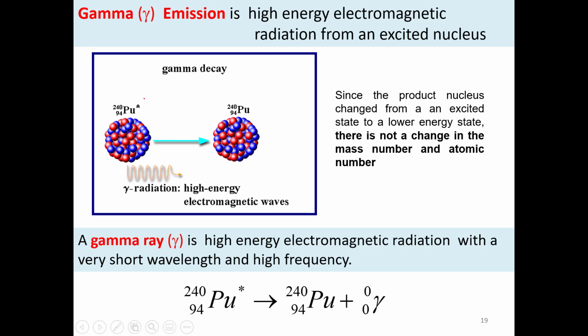Then how can we write the equation if gamma decay occurs? In this case, just the nucleus of the atom emits some radiation. There is no change in protons, there is no change in neutrons. It's just that by emitting energy, the nucleus becomes more stable.